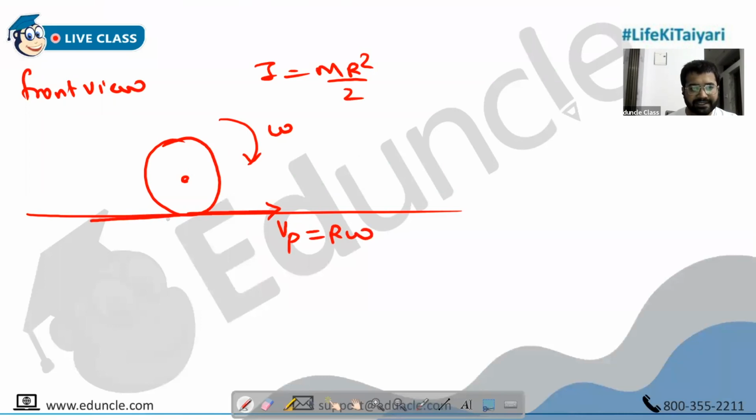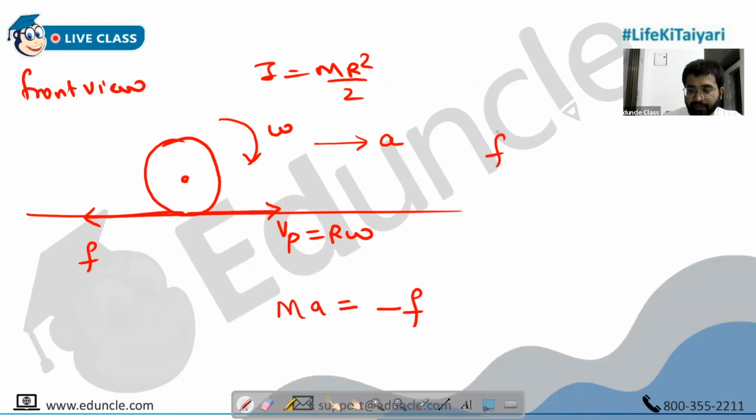And now friction is acting in the backward direction. Okay. Remember, the system is moving in the forward direction. So mass into acceleration. But do we have any other force apart from friction? No. So there is only one force, friction, and that is in the opposite direction. So you will write minus F. So Ma is minus F. Correct?